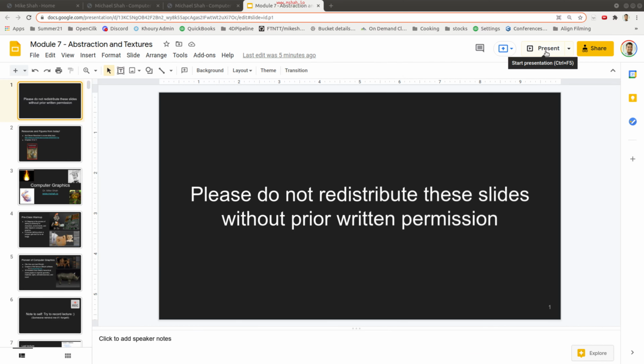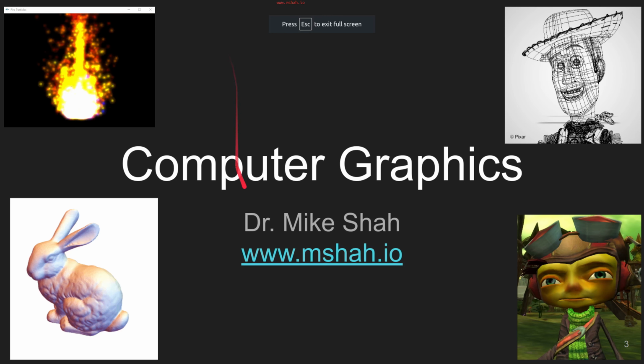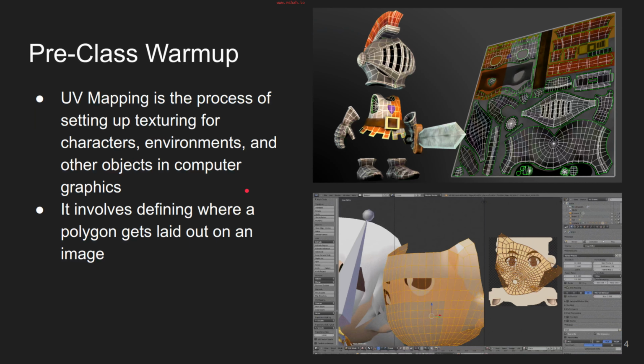So for module number 7, let's move along here, and a little pre-class warm-up today. Just talking a little bit about this idea of something called UV mapping. It's a process for texturing characters or environments or objects in computer graphics. This is how artists map 3D objects to 2D images to give them even more detail.